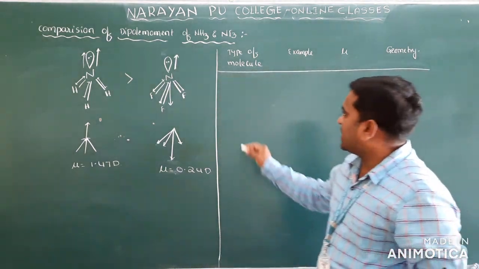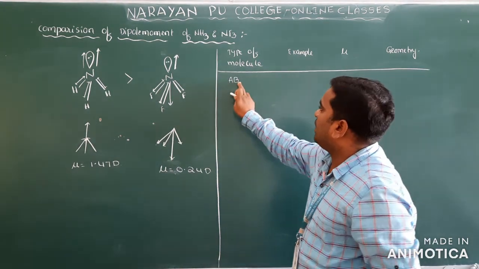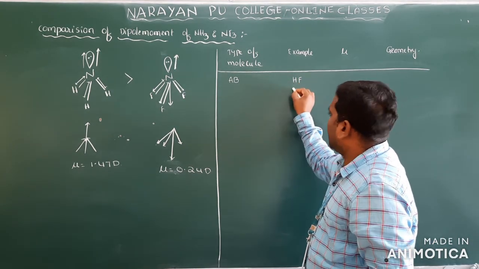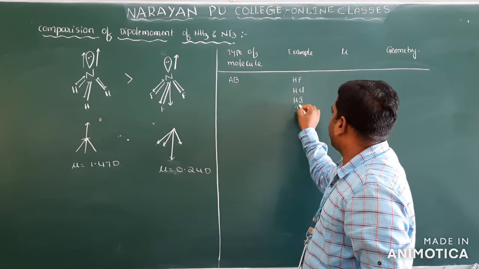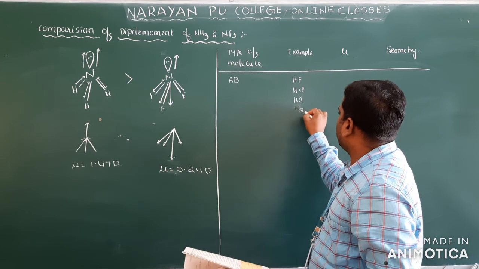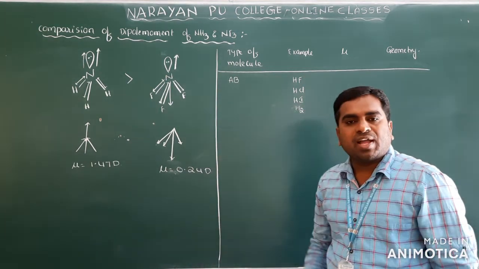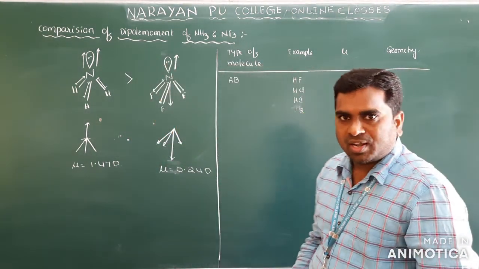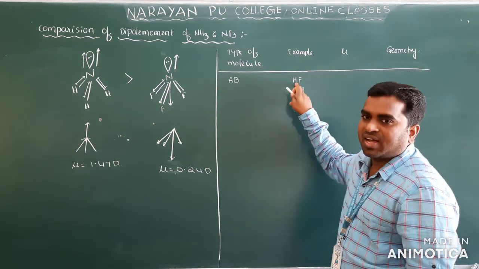Clear? The first one is the AB type molecule. What does that mean? AB means only diatomic molecules. Examples are HF, HCl, HBr, iodine or H2, whatever it may be. Dipole moment: for a diatomic molecule, the dipole moment depends upon the difference in electronegativity. The greater the electronegativity difference, the greater the dipole moment. HF will have the highest dipole moment.